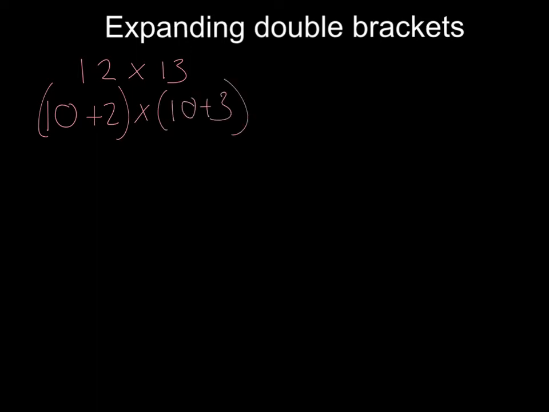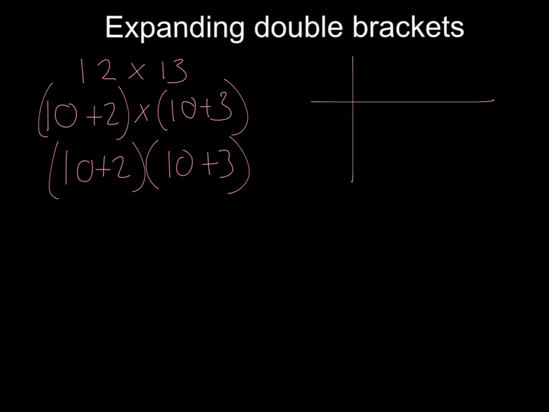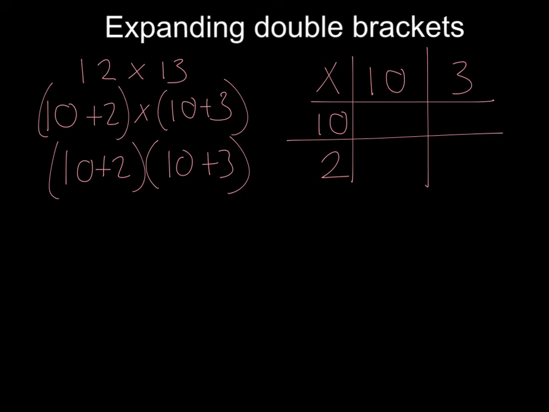So that sum hasn't changed, and that would be written 10 plus 2, and we wouldn't have a times sign there because we don't use them in algebra, and 10 plus 3. Now if we were going to do that in a grid method, you would just pop it in the grid. The 12 would be together, so 10 and 2, and the 10 and the 3 would be together for the 13. You wouldn't even think about that, you'd naturally do it.